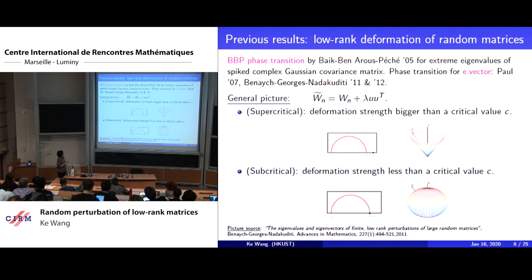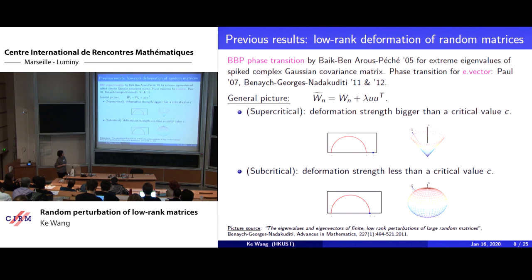So let's consider the deformed Wigner matrix W_n(theta) equals W_n with the rank one deformation lambda u u transpose. There will be a critical value for lambda. In this case, the critical value is one. If lambda is bigger than one, this is called the supercritical regime. In this case, the largest eigenvalue of W_n(theta) will jump out of the support of the semicircle of the eigenvalues of W_n and become an outlier. The corresponding eigenvector of this outlier eigenvalue, u_theta, is a random vector that will lie on the surface of a cone with axis parallel to the direction of u. It is shown in Benaych-Georges and Nadakuditi's paper that the angle formed by u_theta and u will converge to a deterministic limit.